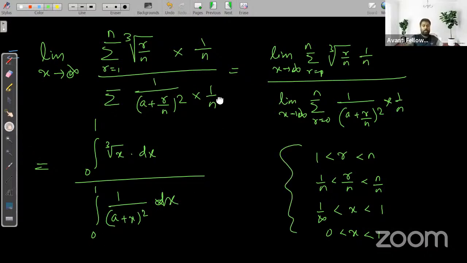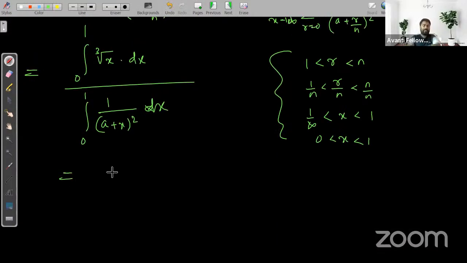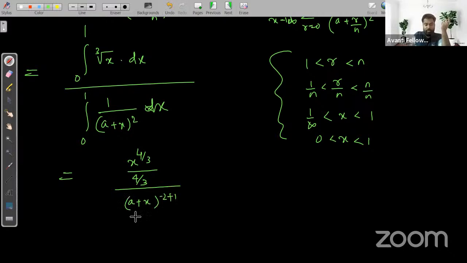Now you can easily integrate these two functions, or not? Yes, I can easily integrate. If you integrate the numerator, what are you getting? X to the power 4 by 3 divided by 4 by 3, because it is x to the power 1 by 3, and 1 by 3 plus 1 is 4 by 3. Whole divided by the integral of a plus x to the power minus 2, which is a plus x to the power minus 2 plus 1 divided by minus 2 plus 1. Yes or no?